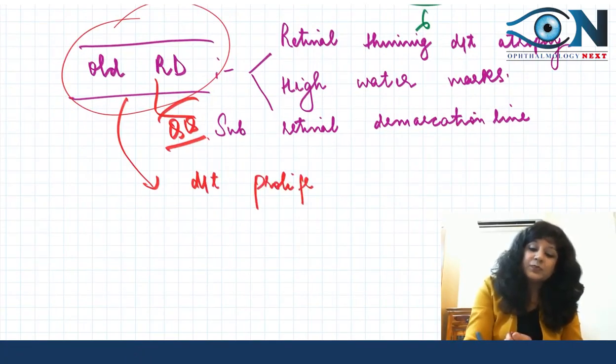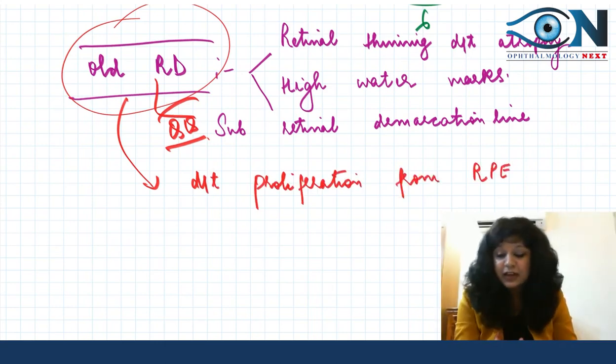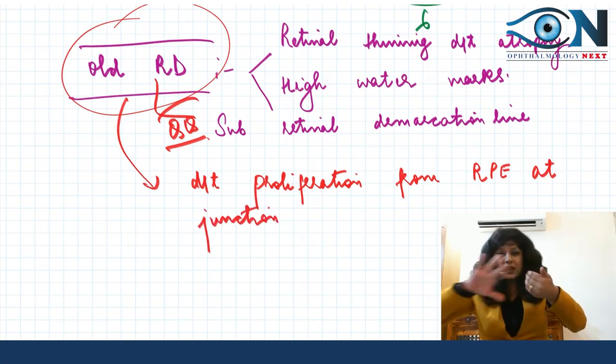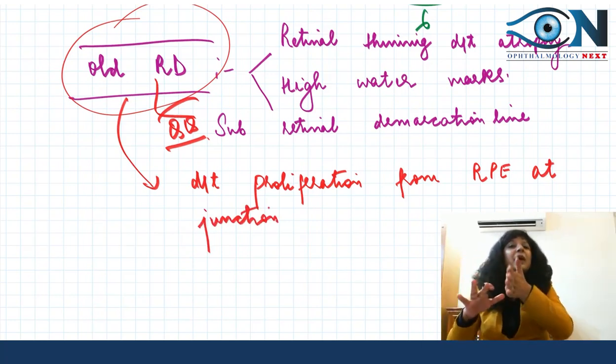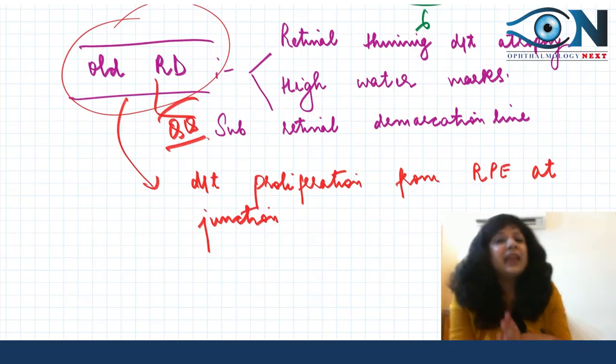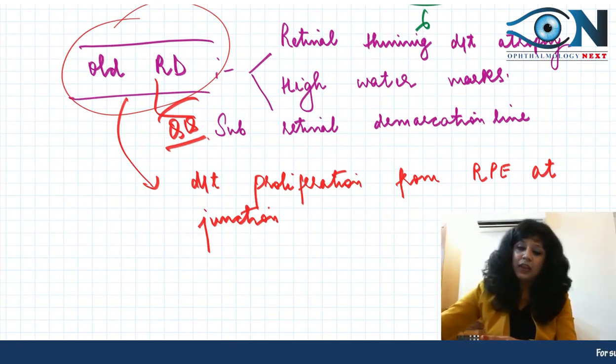So from where is this proliferation? Proliferation from the RPE. Obviously, the pigmentary layer is that, and it is at the junction. So at the junction where we have the detached retina and the other side, that demarcation point, we have proliferation from the RPE cells, and that gives you this demarcation line called the high watermark. So this is again a very, very important thing.